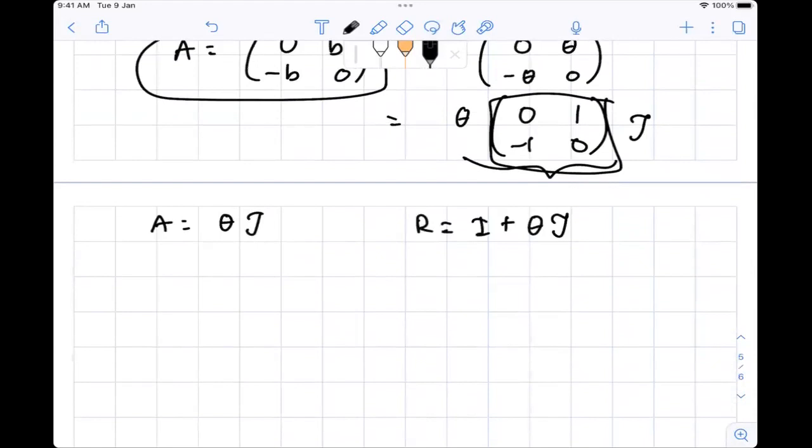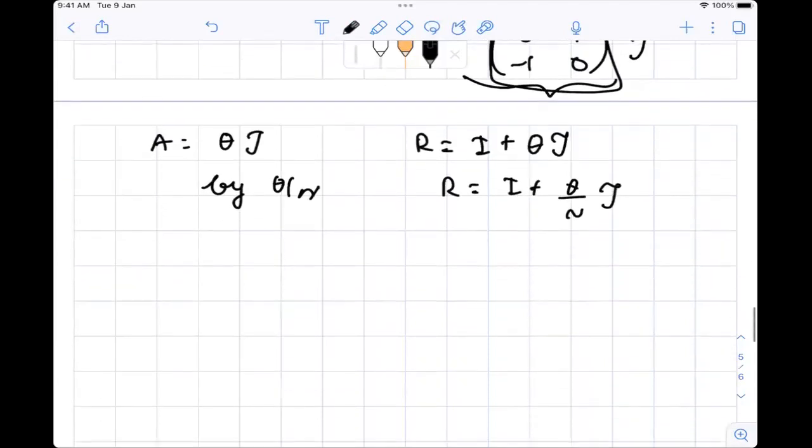So now if I want to rotate by a very small angle, sorry, by theta over n, where n is a very large number, then this is I plus theta over n times j. So now I will do this rotation n number of times. So I'll do theta over n rotation n number of times. And I'll also take this limit, because I'm doing very small rotations a large number of times in order to get a finite rotation.